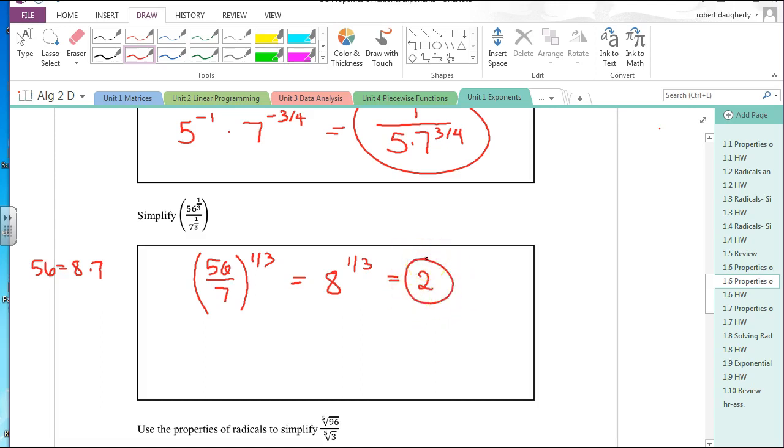Okay? So in this one, what we started with was all positive exponents. You would have been tempted to say, I can't take the cube root of 7, can't take the cube root of 56 and get integer values back. But 56 over 7 is 8, and I can take the cube root of 8. So just another way of looking at that.